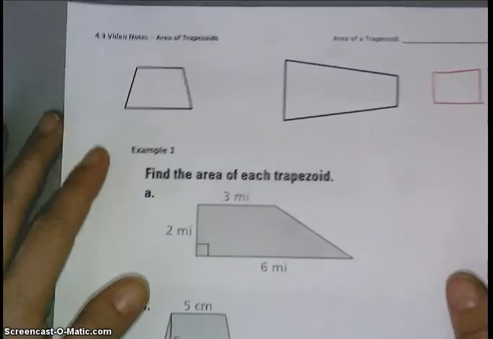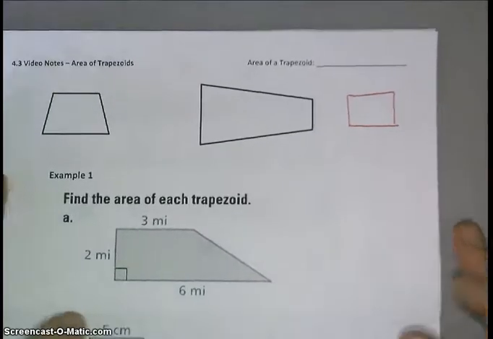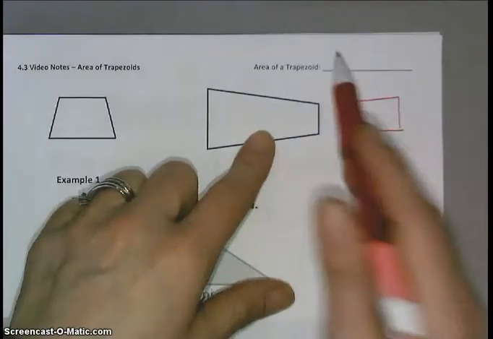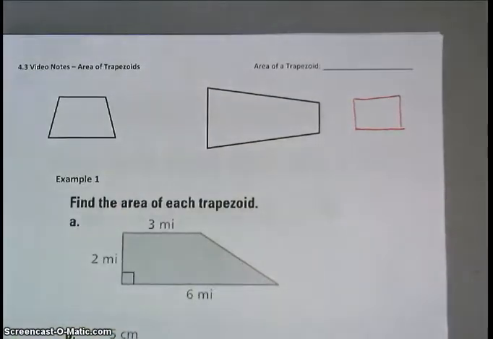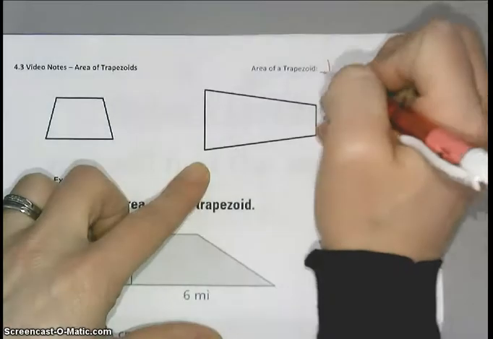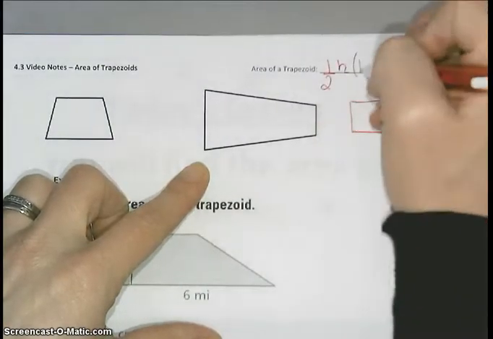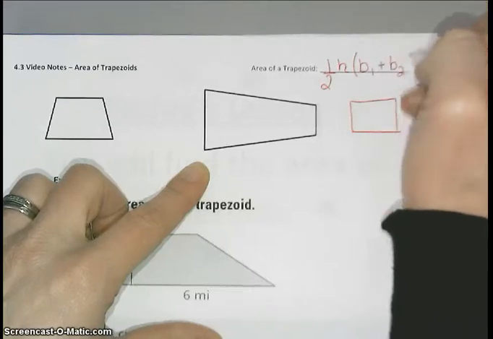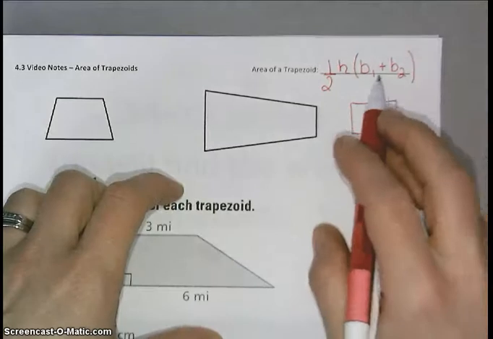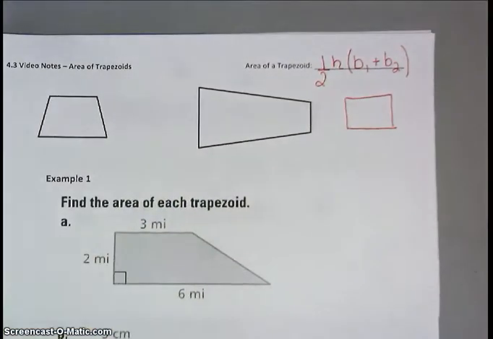Okay, so let's review what the formula is for the area of a trapezoid. I'm going to show you two different ways. I'm going to show you the traditional way that you'll see it in most resources, textbooks, things that you look up. It looks like this: 1/2 the height times the sum of base 1 plus base 2. That is how you would see it traditionally written.